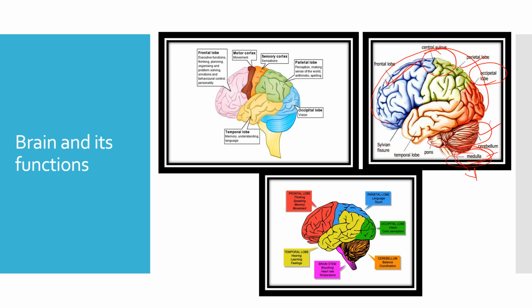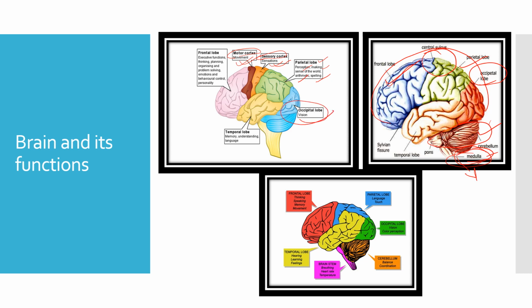Again we will do a revision of functions here. The motor cortex does the movement function. The sensory cortex is related to sensations. The parietal lobe does perception making, and arithmetic and spelling are also functions of the parietal lobe.